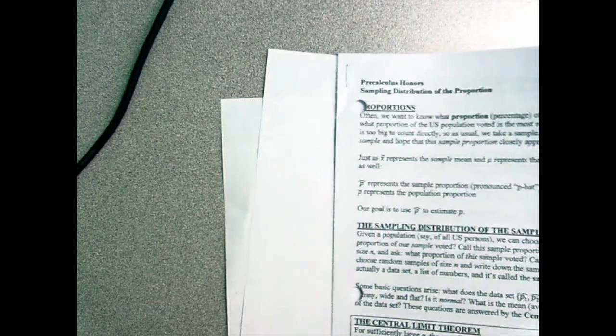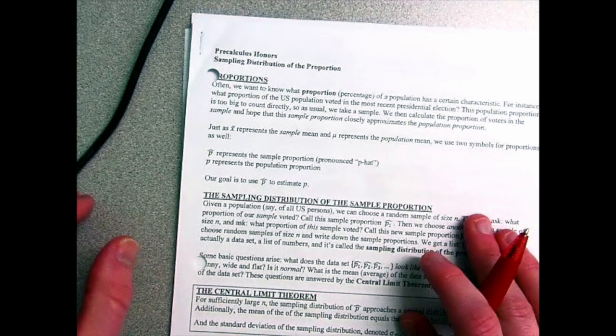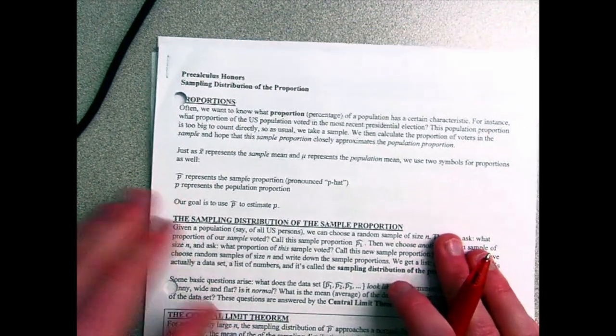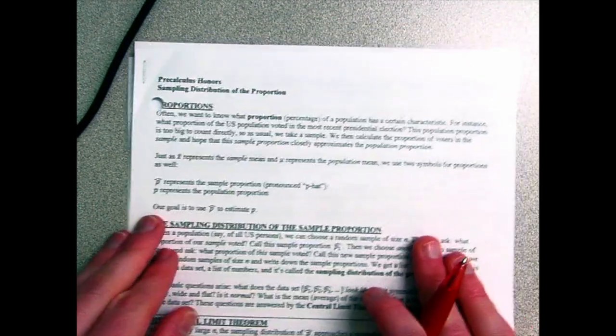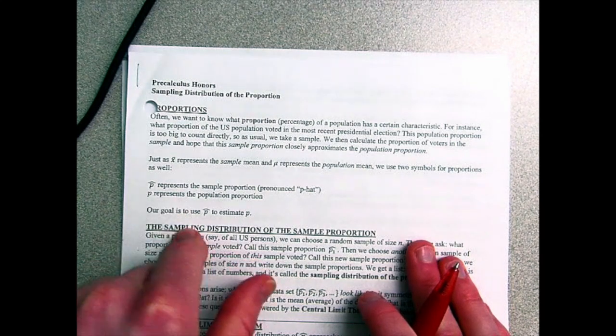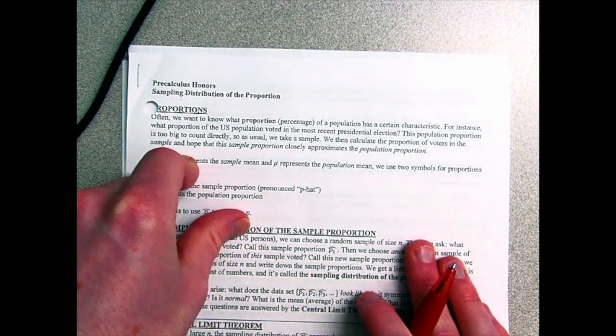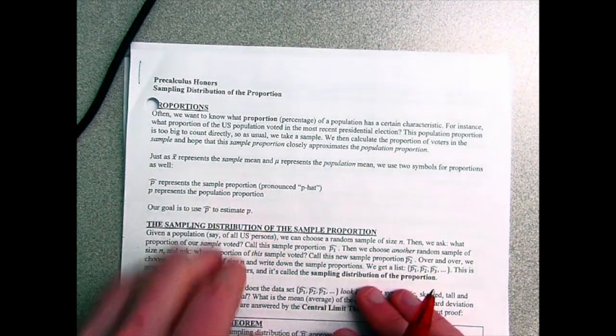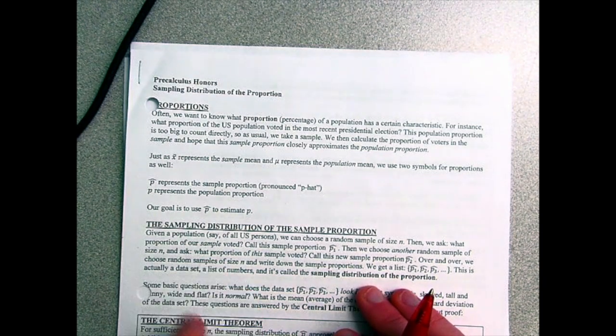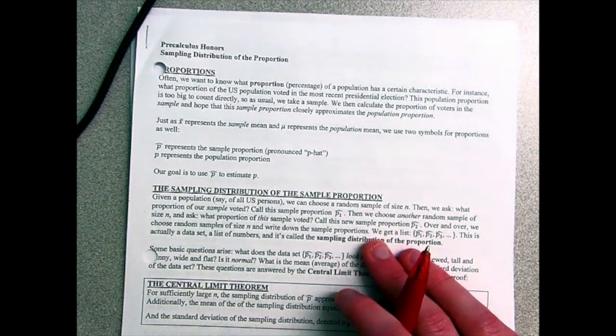Really interesting, but also abstract and kind of difficult concept in statistics called the sampling distribution of the proportion. So I want to start by talking about what proportions are and the difference between a sample proportion and a population proportion, and then we'll move on to the sampling distribution as well as the central limit theorem, and we'll do a couple of examples.